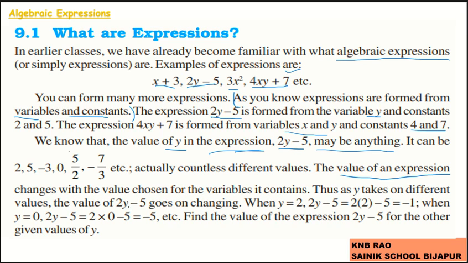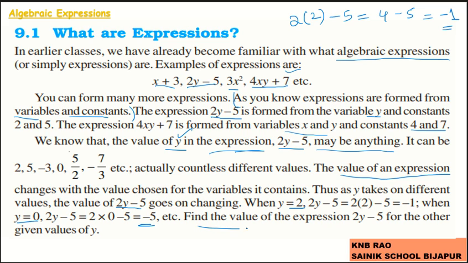See children, the value of an expression, we know how to find it even. For example, the value of 2y minus 5 can be found by substituting different values for this variable y. If y is equal to 2, then 2 into 2 minus 5. So 2 twos are 4, 4 minus 5, which is nothing but minus 1, will become the value of the expression 2y minus 5. So the value of 2y minus 5 at y equals 2 is minus 1. Even we can find the value of 2y minus 5 at y equals 0, and it is minus 5.